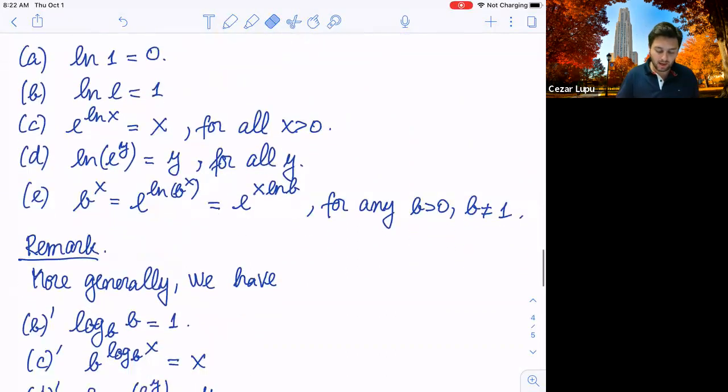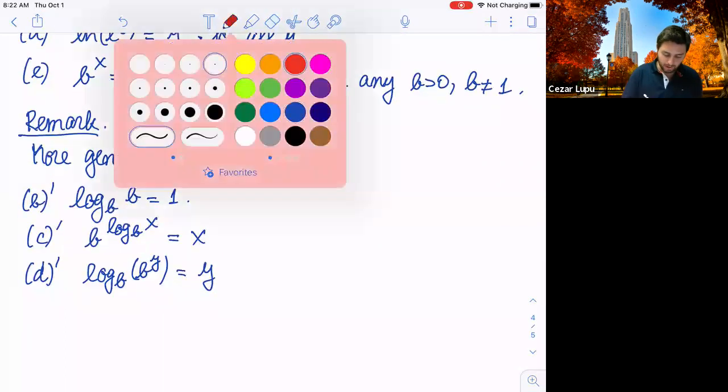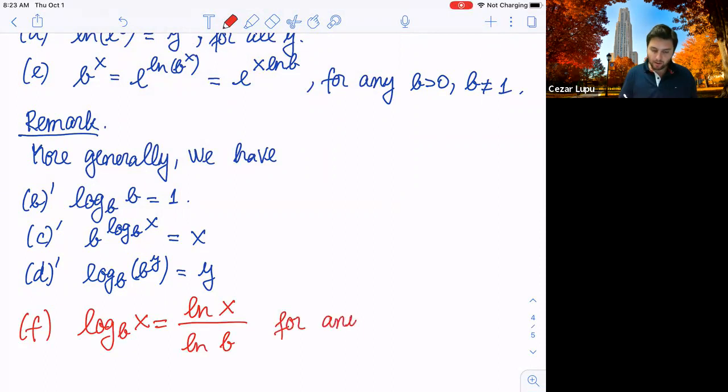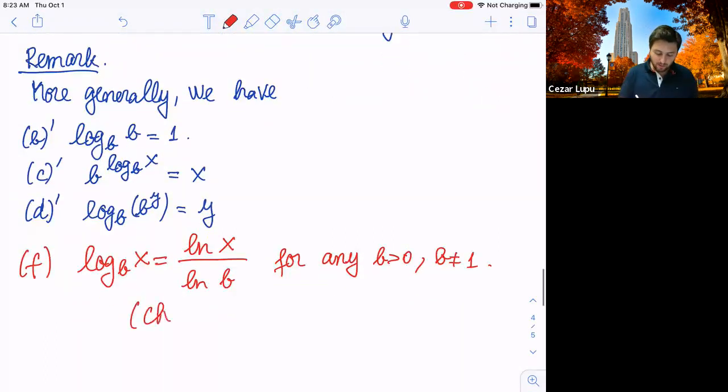But now, let me say, how do we change the base? This is a special property. Let's put this F here, the change of base theorem, which says that log in base B of X is nothing else than ln of X, so we change the base to base E, over ln of B, for any positive B and B different than 1. We call this the change of base theorem, or change of base formula.